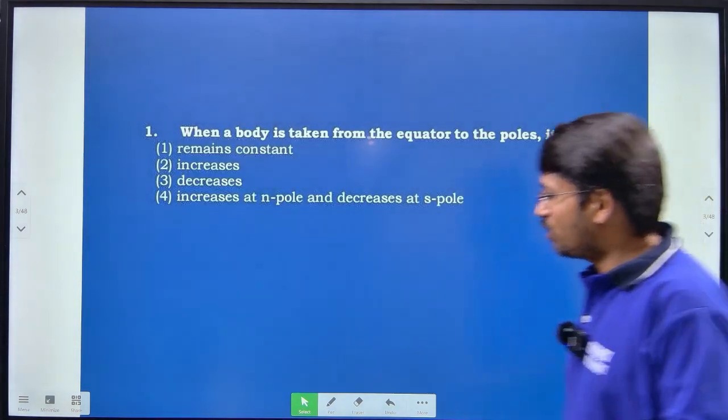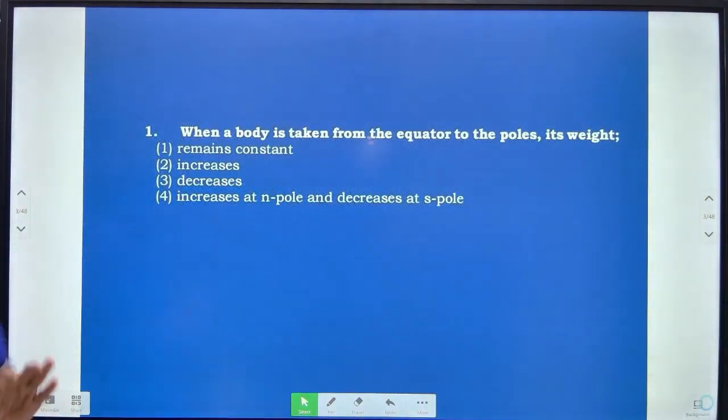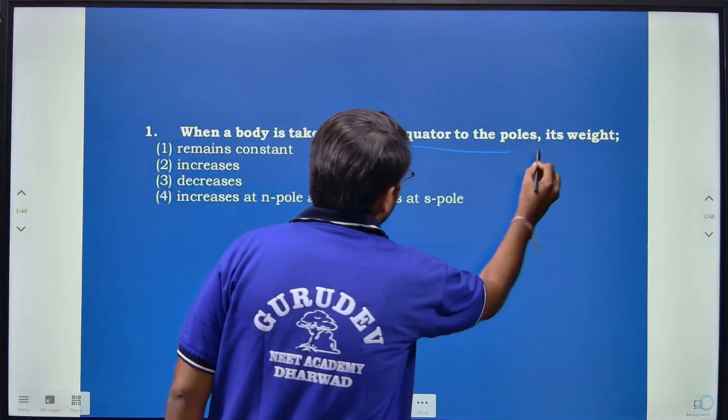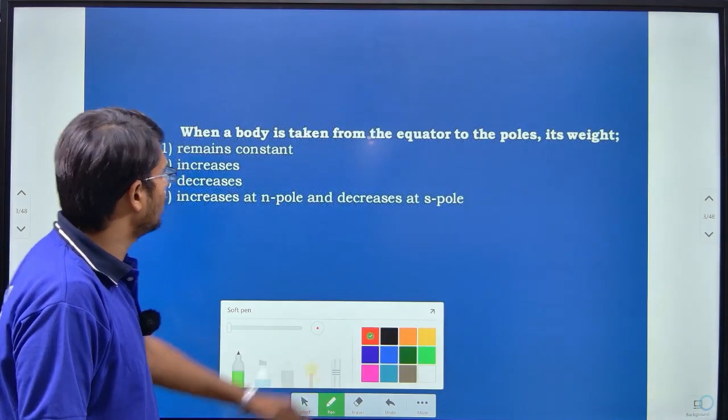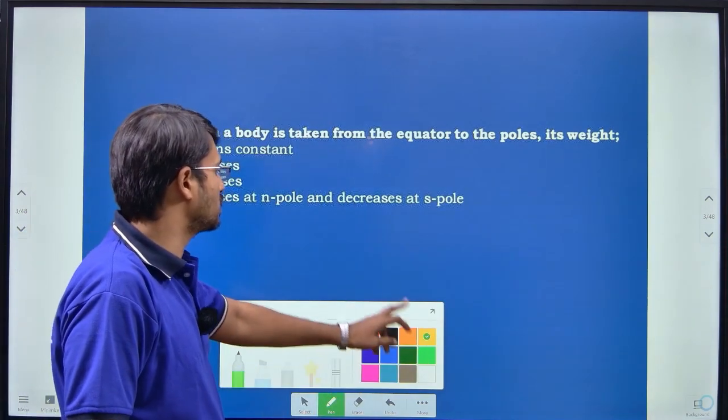So it's a very simple question. When a body is taken from equator to pole, what happens to its weight?